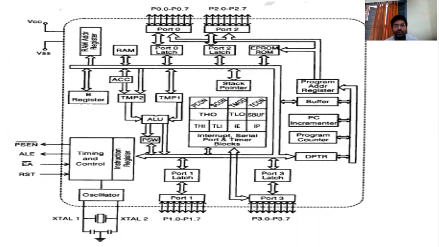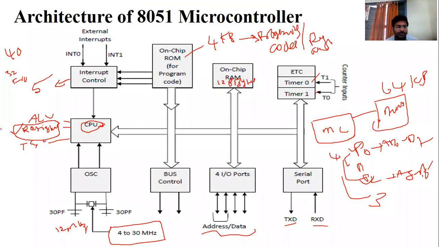As I said, these are the 4 ports. Remember, port 0, port 1, port 2, and port 3, four ports are available. An oscillator is also available. Now see this, this is the timing and control unit, which is available in the CPU. See this, CPU. All of these are put in one place for simplicity.